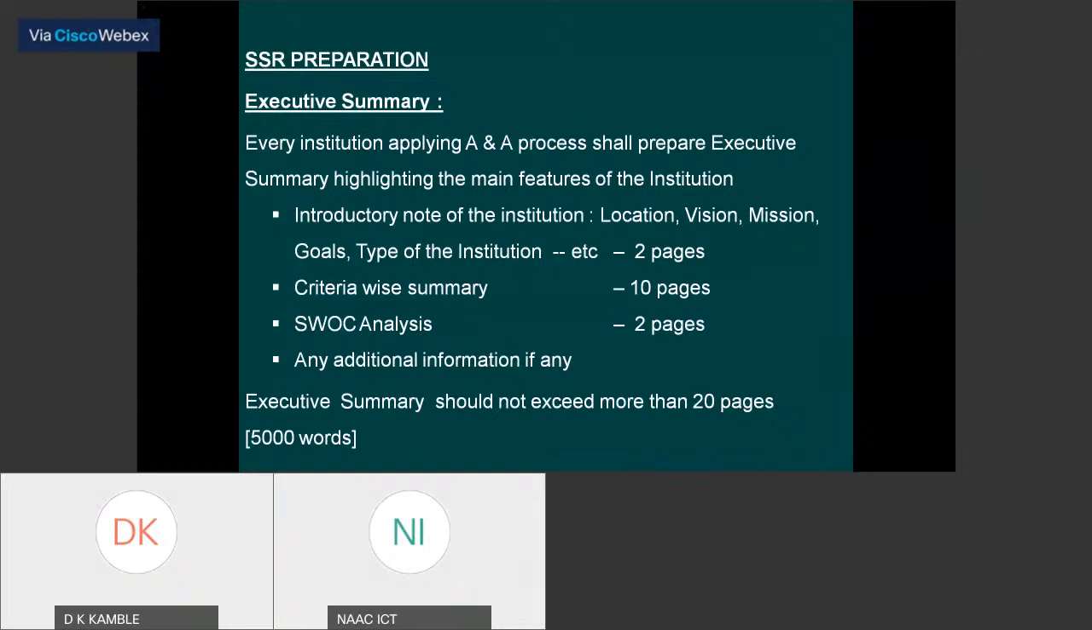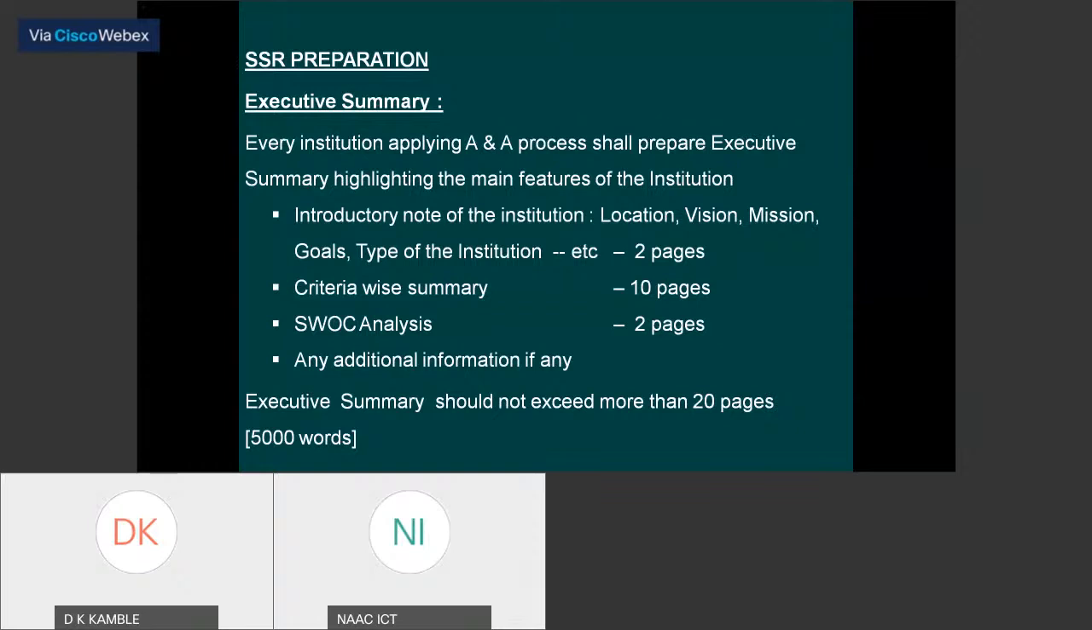Here, I will give the presentation about preparation of SSR, especially for colleges. Because there is a separate presentation for affiliated colleges. So in that, the preparation of SSR. There are two types of metrics: qualitative and quantitative.